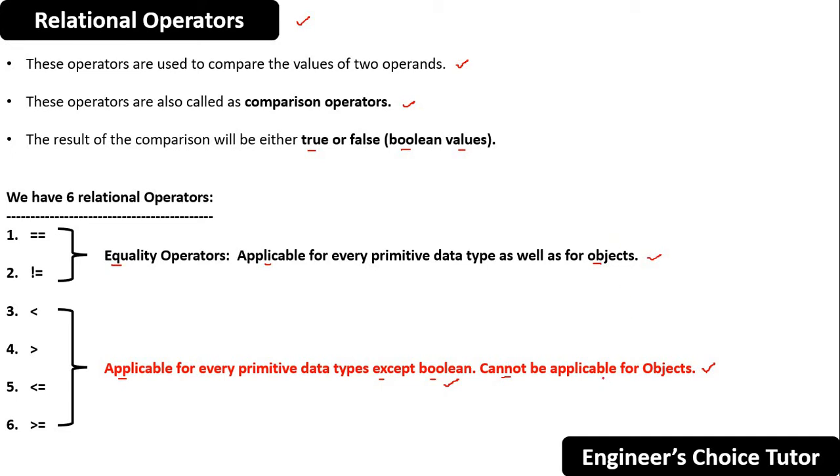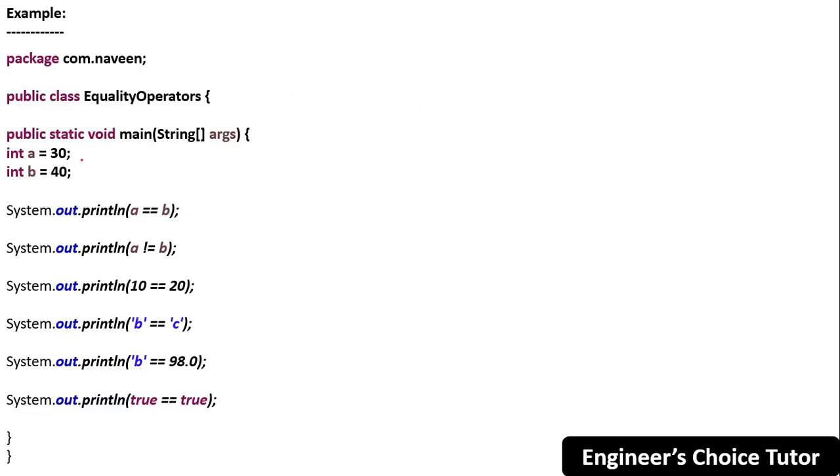Be clear about the difference between these two equality operators and these normal 4 operators. These two are applicable for every primitive data type as well as for object types. And these 4 are applicable for every primitive data type except Boolean, and cannot be applied to objects. I hope this much is clear to you. Now let's go and check the equality operators case.